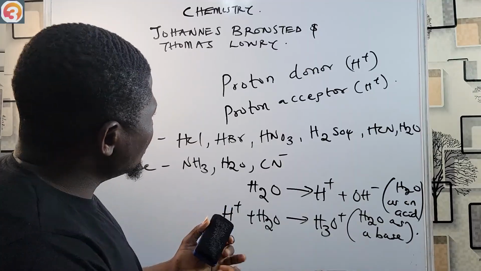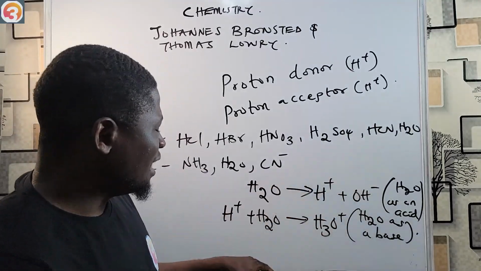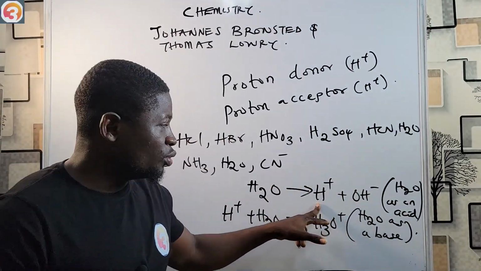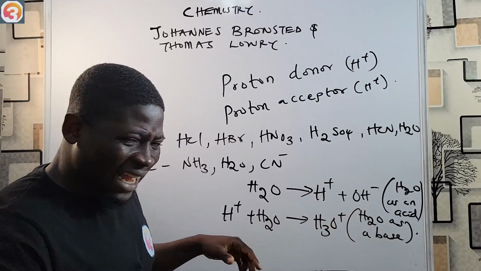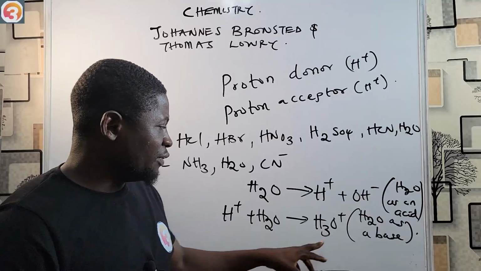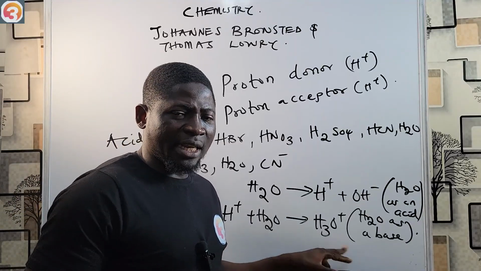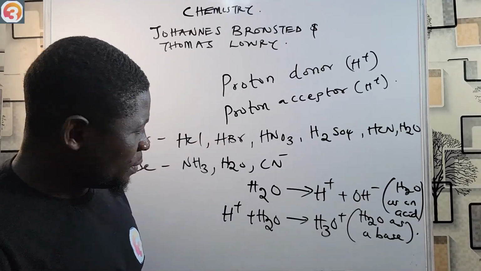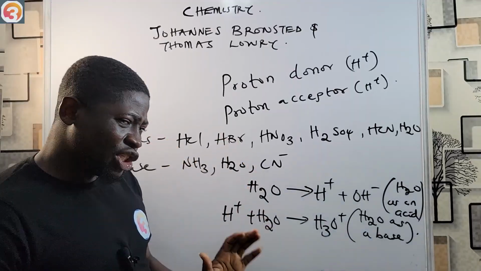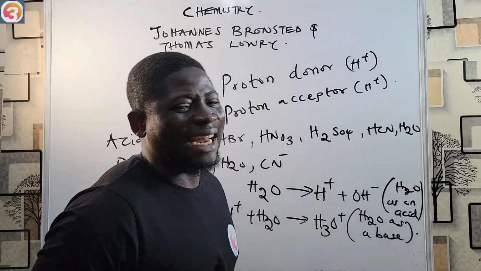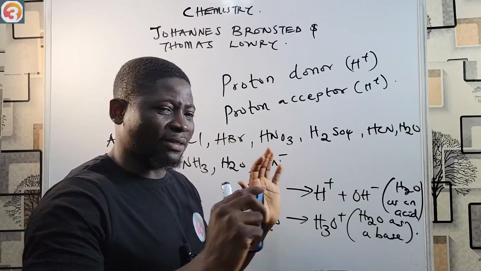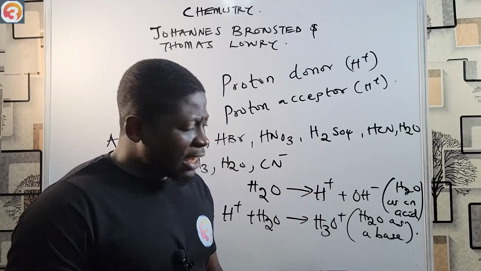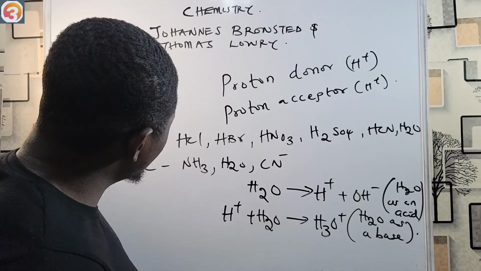So water is both an acid and a base because it can donate a proton to give us the hydroxyl ion, or it can accept a proton to give us the hydronium ion. That is why water qualifies under the Bronsted-Lowry theory as an acid and as a base. Of course, this is a very stable explanation.